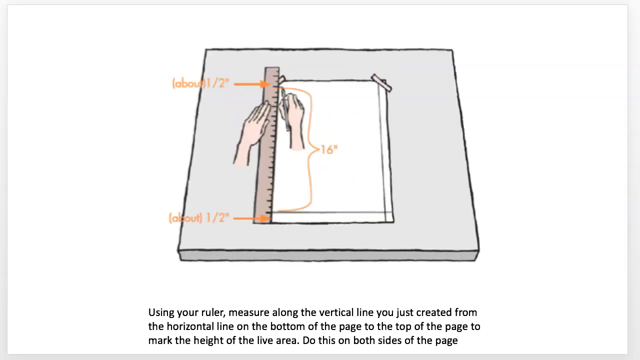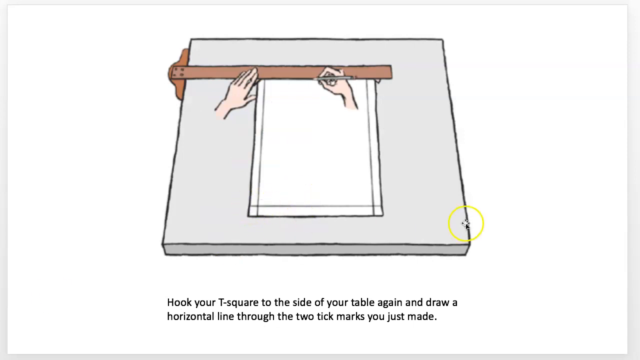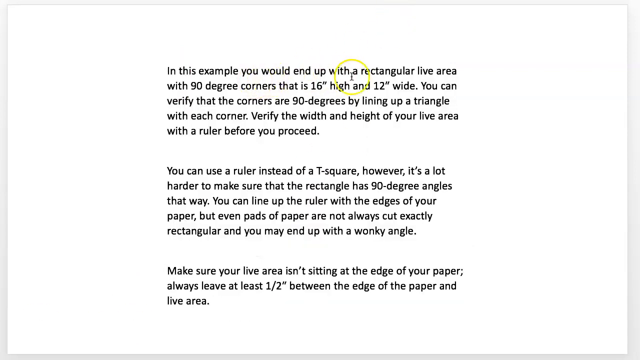So you end up doing that. You keep going and you get every side put together, and then you end up with a final, that's the live area. So this example would be a rectangular area that has 90-degree corners that is 16 inches high and 12 inches wide. It was on 14 by 17 paper.